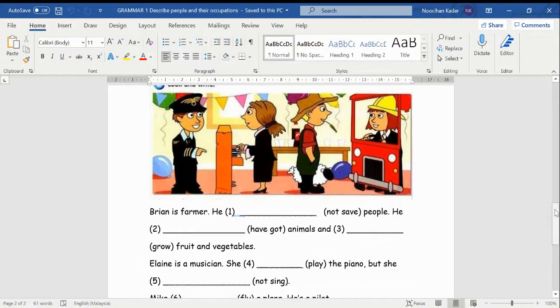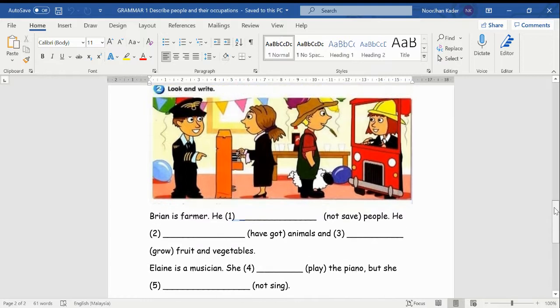Okay. So let's go to the first one. Brian. Okay, let's look at Brian only. Let's zoom into Brian only. Okay, focus your attention to Brian. Okay, Brian is a farmer.